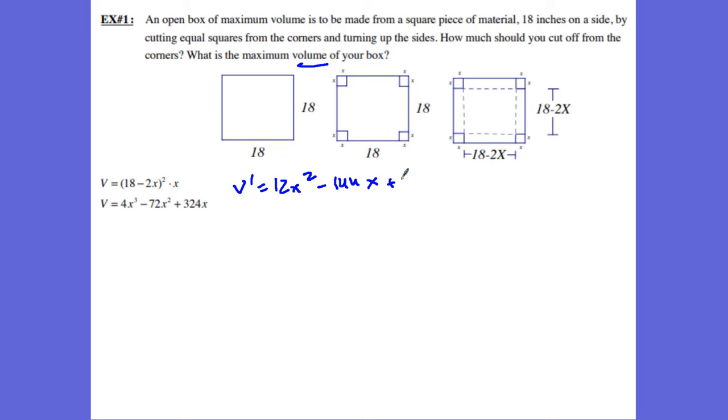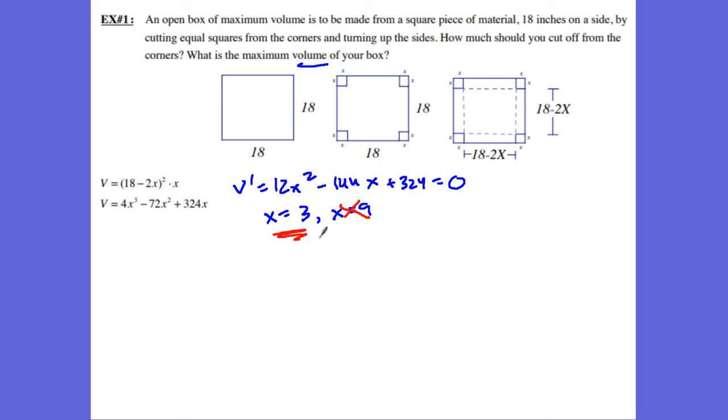So we have 12x squared minus 144x plus 324. And what are we going to do with that first derivative? We're going to set it equal to 0. If you plug that in your calculator, use your calculator for this type of problem, set it equal to 0, use that solve function, and we get x equals 3 or x equals 9. Now if you plug these back into this original function, you can see the 9 does not make any sense.